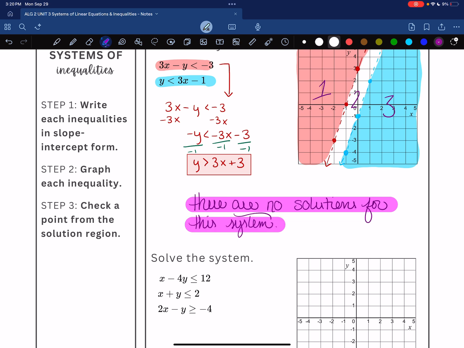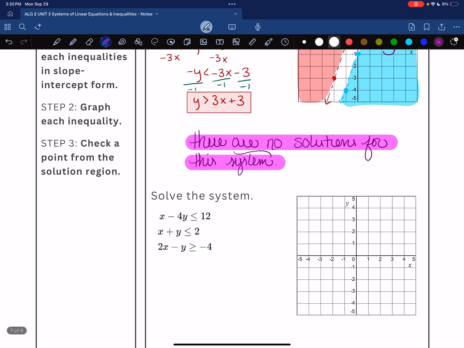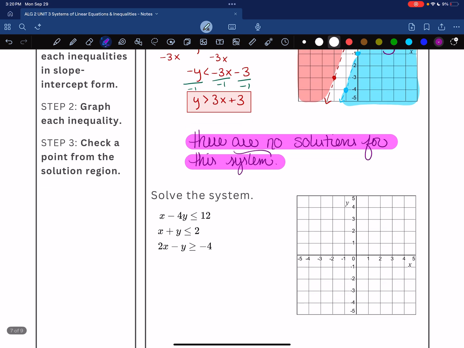All right, now last but not least, I want us to solve this system. This system actually has 3 equations. So what we're going to do here, we're definitely going to need to start with color coding these. Red, blue, and let's go green.